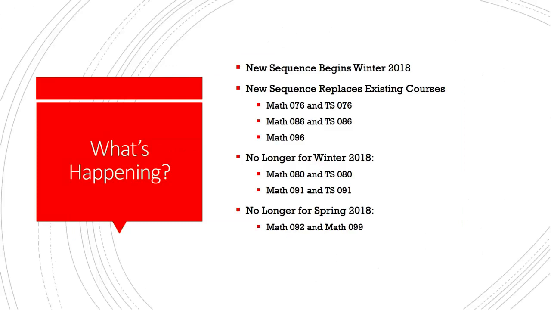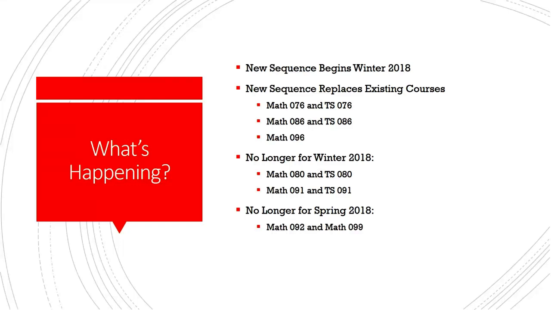So, what exactly is happening? Beginning winter quarter of 2018, we at Everett Community College are going to have a new math sequence. The math department and Transitional Studies will be instituting this new math sequence, like I said, winter 2018. The new sequence will replace the existing developmental math courses, including TS for Transitional Studies and Math.